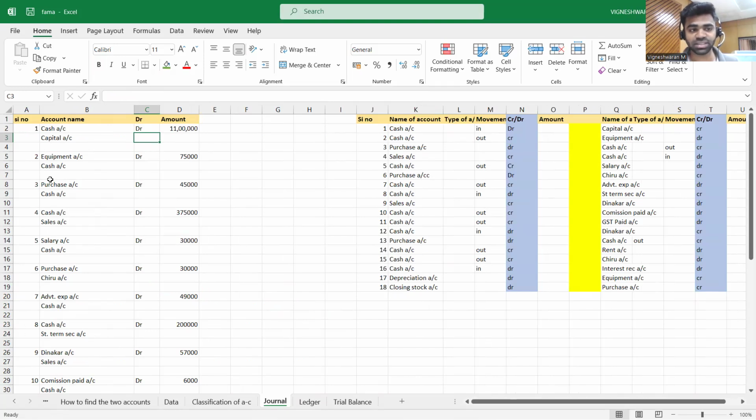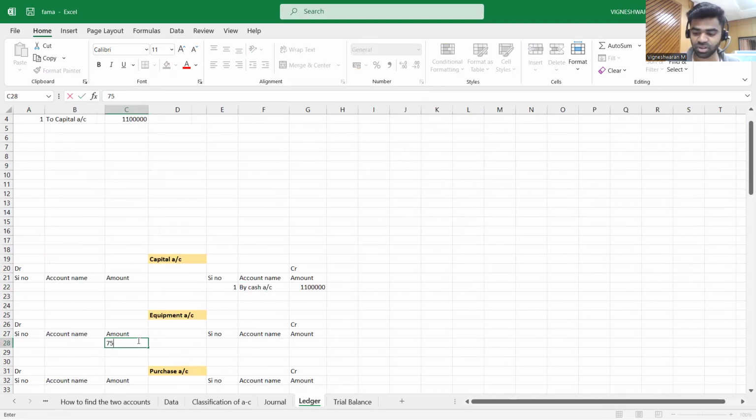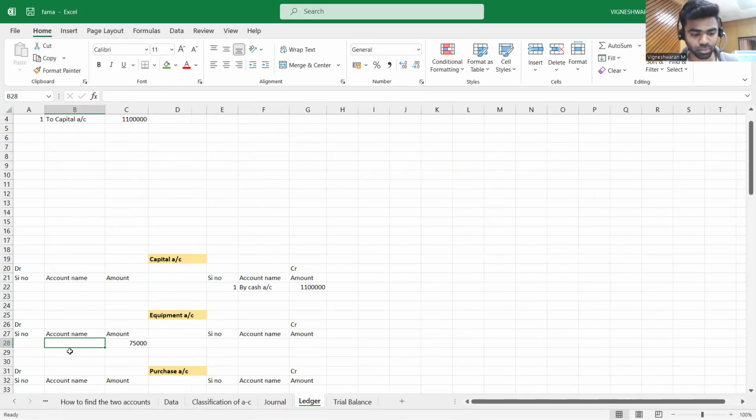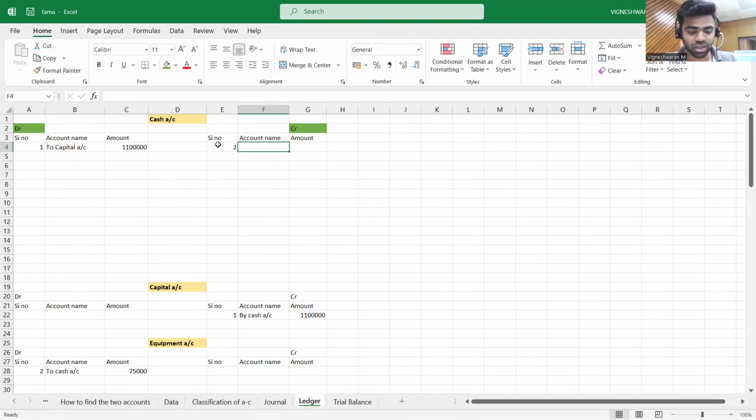Now, what is the second one? Equipment account, debtor, cash account. So in equipment, I have to write 75,000. The account is "to cash account", so the serial number is 2. Now in the cash account table, what will we do? We have to mention "by equipment account". What is the amount? 75,000. Now we have written the second one.